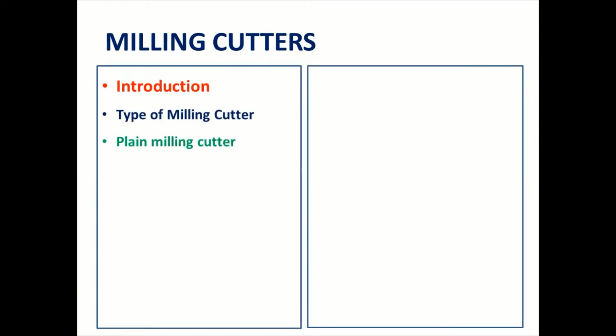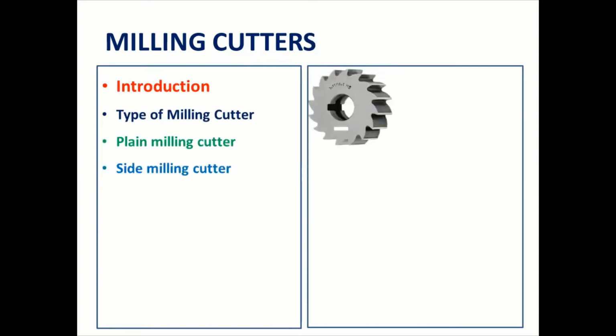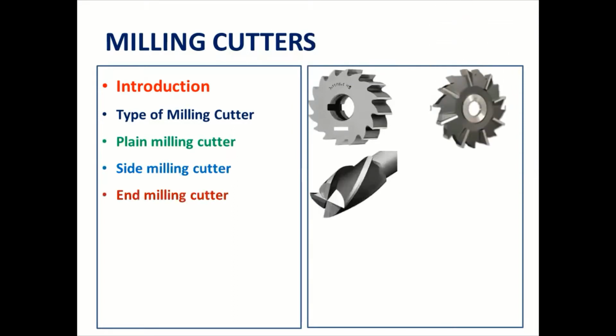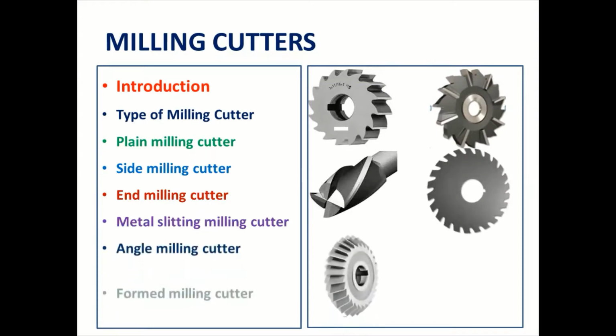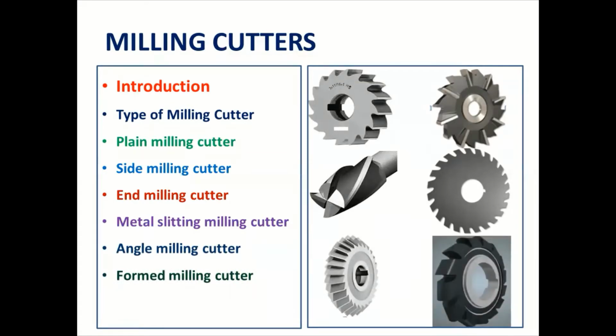Hello friends, today we are going to see the milling cutters which are used in milling machines. In that we'll cover the introduction, types of milling cutters, then the plain milling cutter, side milling cutter, end milling cutter, metal slitting milling cutter, then the angle milling cutter, form milling cutter, and the T-slot milling cutter. So all these 7 cutters we'll discuss in this lecture.